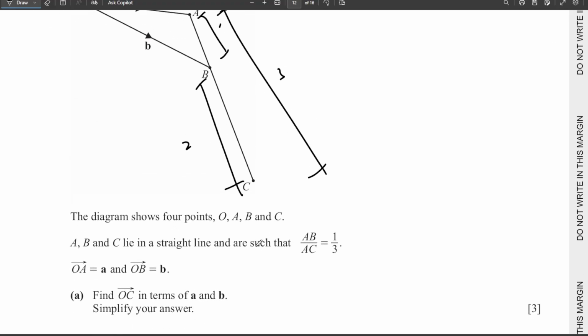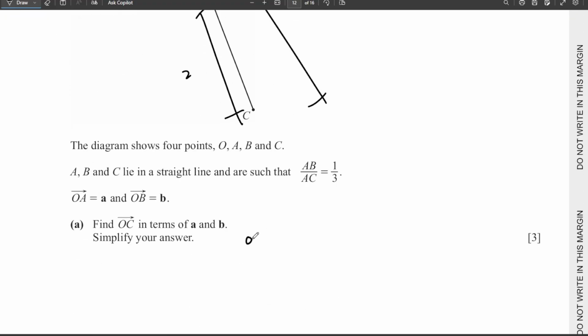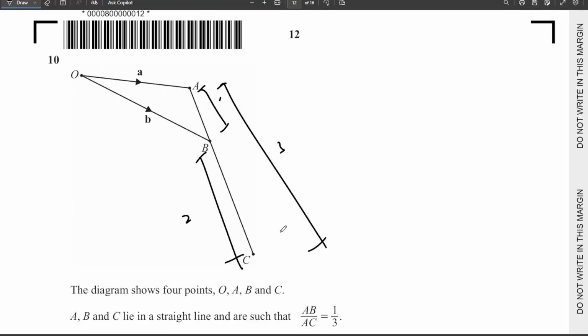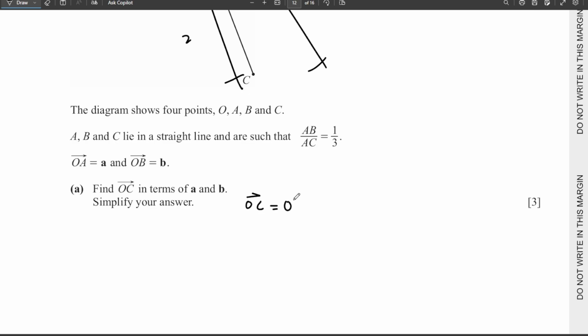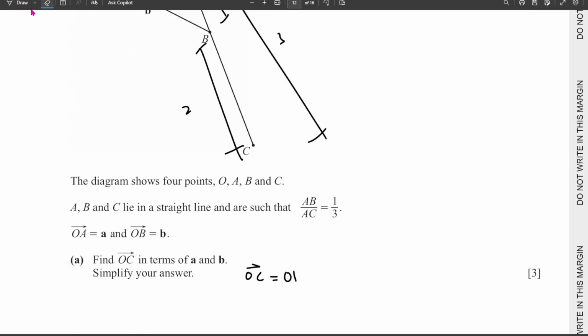Alright, so let's find AB first, because to find OC we can do OA plus AC. And we know that from this one, AC will be equal to 3AB. So let's find AB.